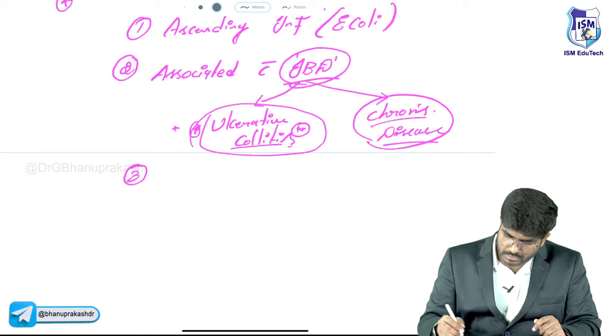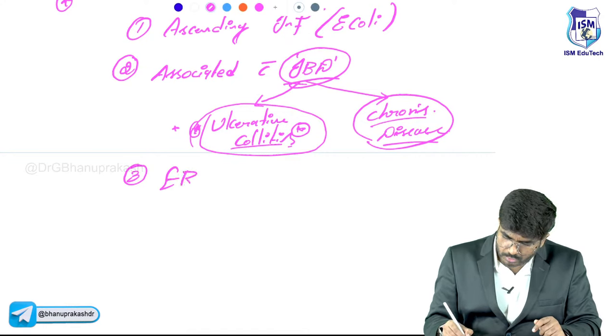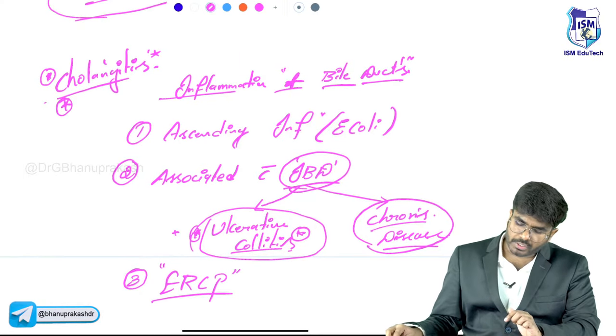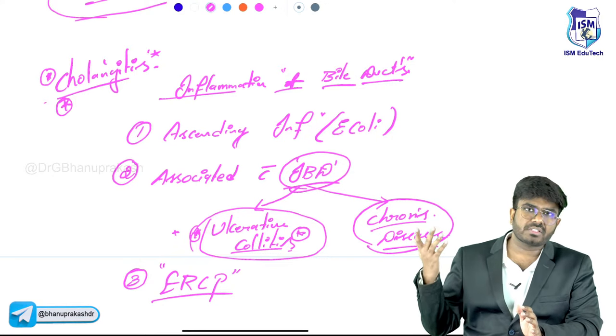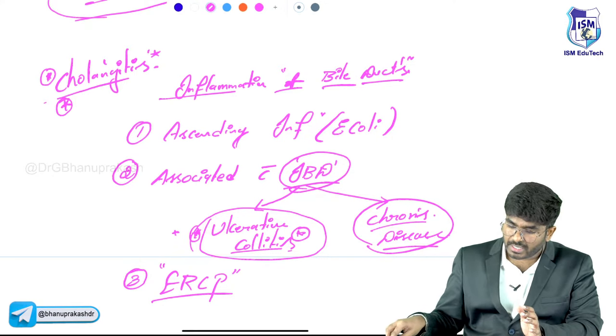ERCP, that is endoscopic retrograde cholangiopancreatography, can lead to cholangitis. So what are the three important causes of cholangitis? Ascending infections with the E. coli, and association with the inflammatory bowel diseases, especially ulcerative colitis.